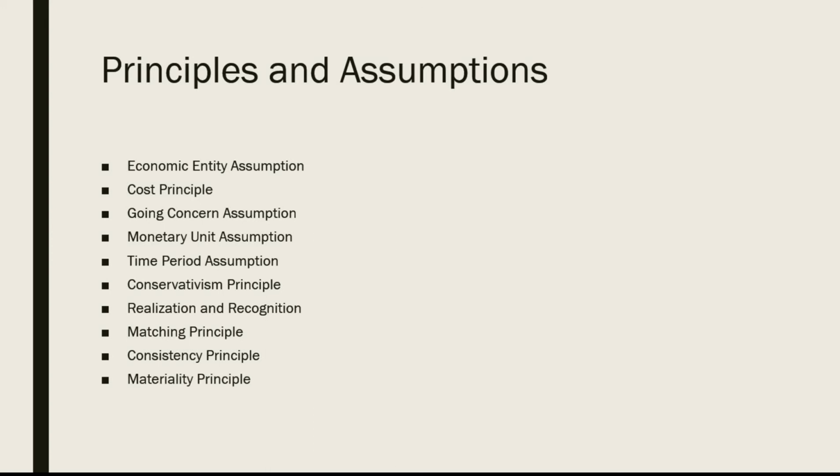And the last one I'm going to talk about is materiality. Materiality is whatever amount would cause a decision to change in the mind of an investor or a creditor or someone else that's looking at your financial information. For instance, a $10,000 error might be very material for a small business, but it might not be for a very large multi-billion-dollar company.